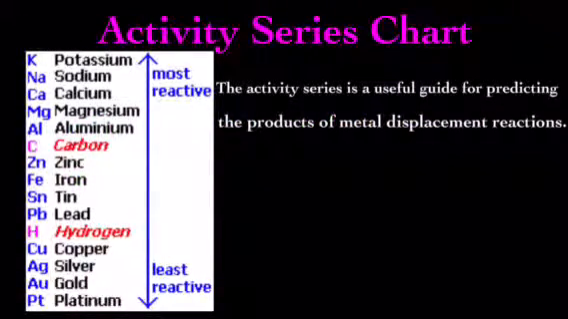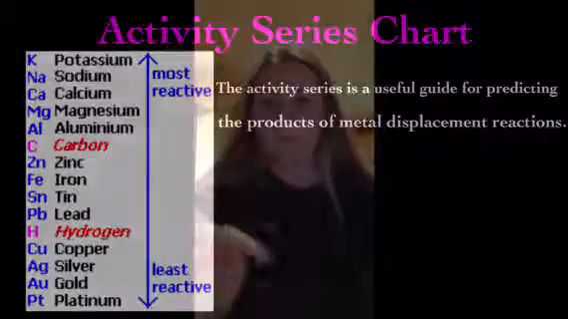In our reaction, aluminum was able to replace silver due to the activity series chart. It lists metals in order of decreasing reactivity. A reactive metal will replace any metal listed below it in the activity series.